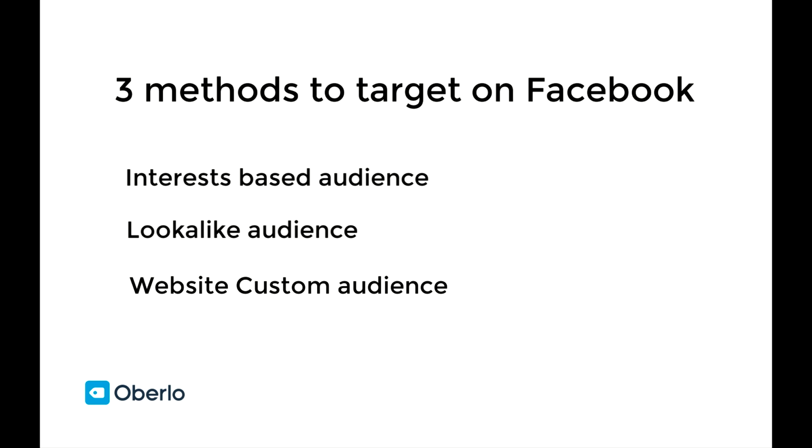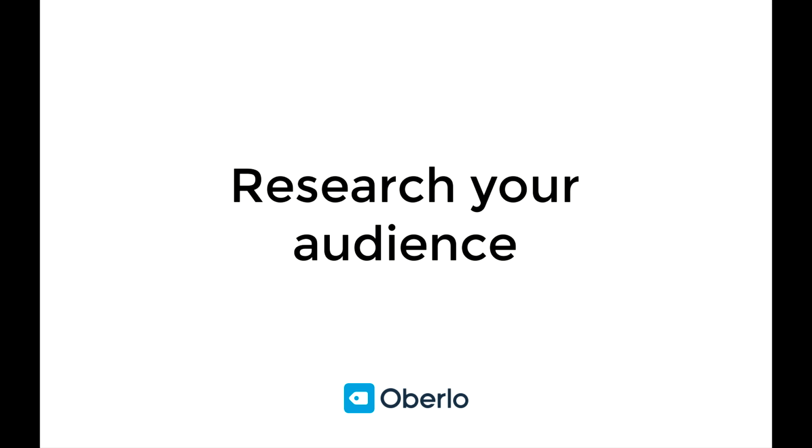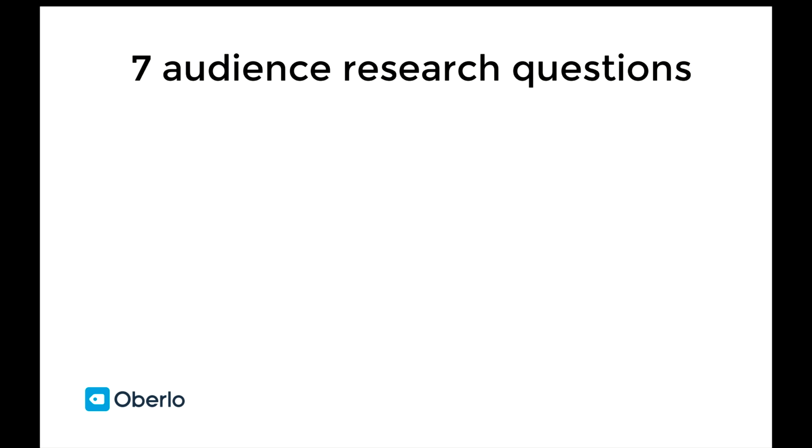Interest-based targeting does exactly what you would expect. Finds and targets an audience based on the people, places, subjects, and things that they admire. The first step to interest-based targeting is to understand your audience. Step 1. Research your audience. These 7 questions will help you do just that.